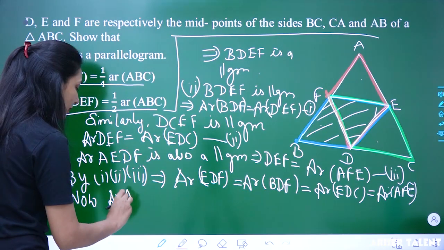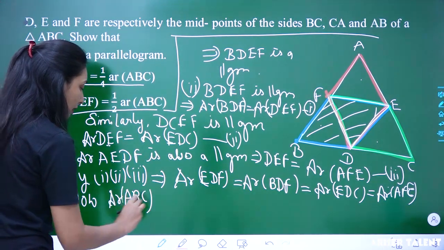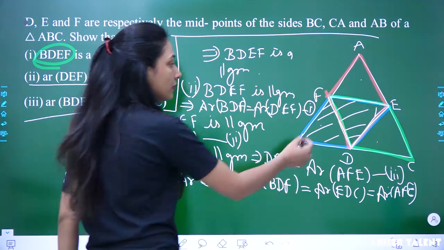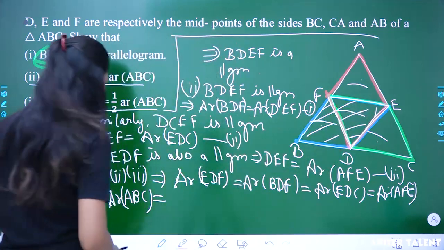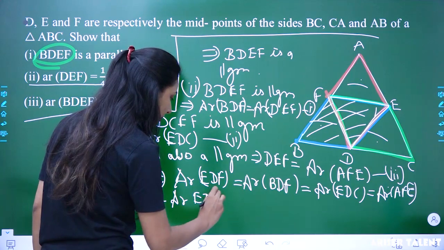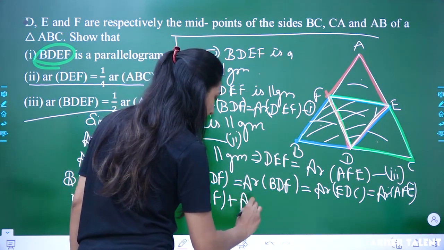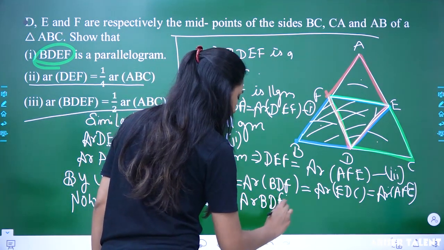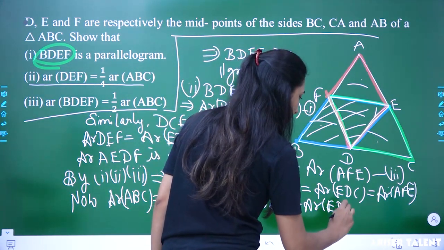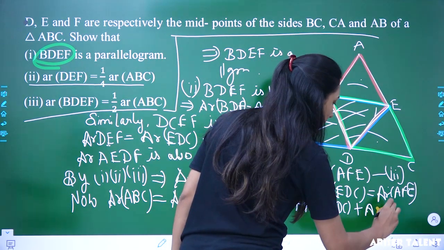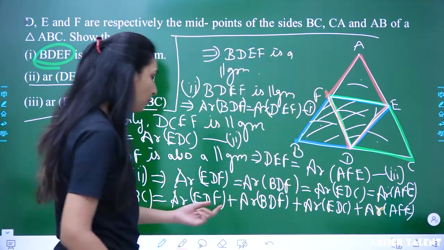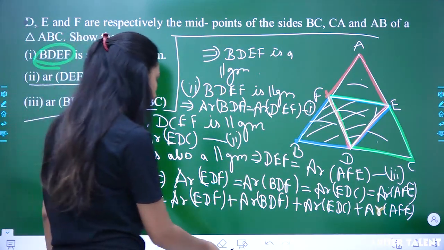Right? Now, area triangle ABC is equal to what? These four areas making this complete triangle ABC, this area, this area, this area, and this area. Okay, so that will be equal to area EDF plus area BDF plus area EDC plus area AFE. But these four things are the same, equal to each other.